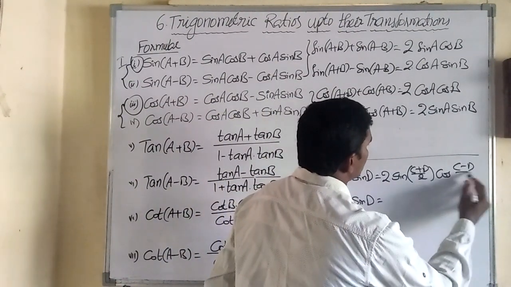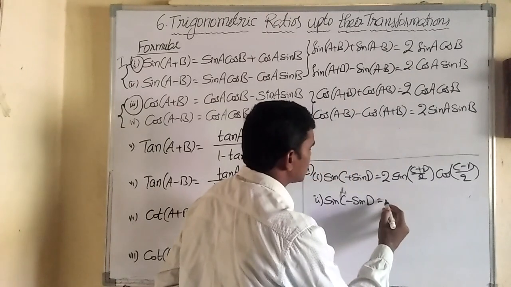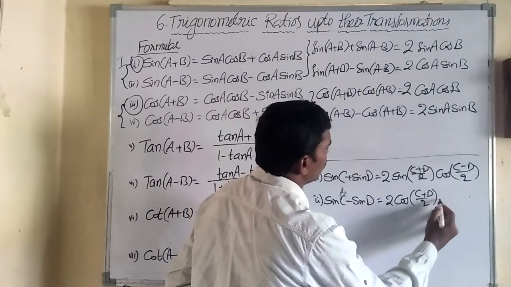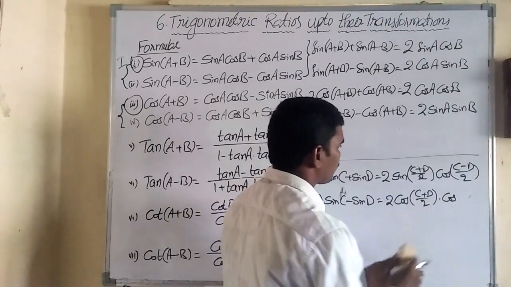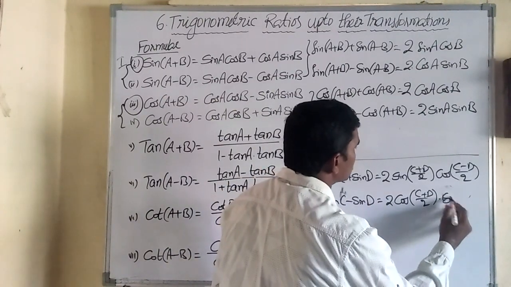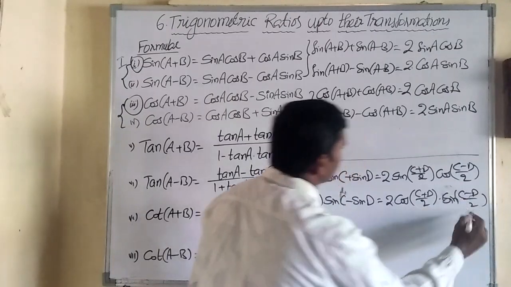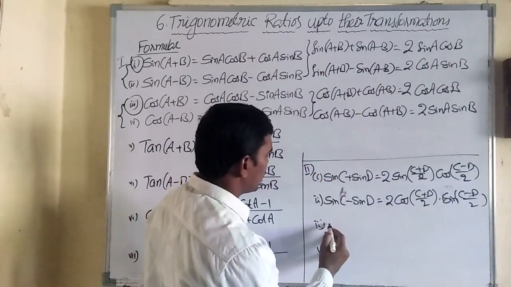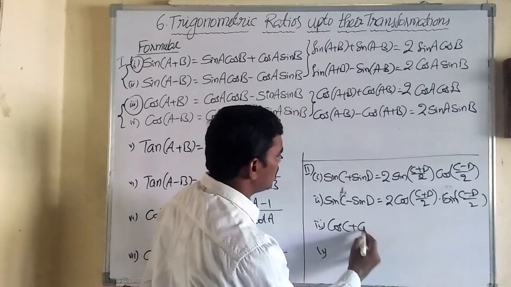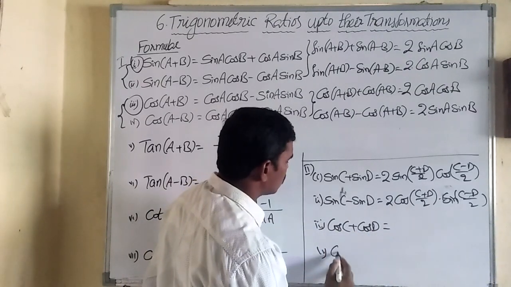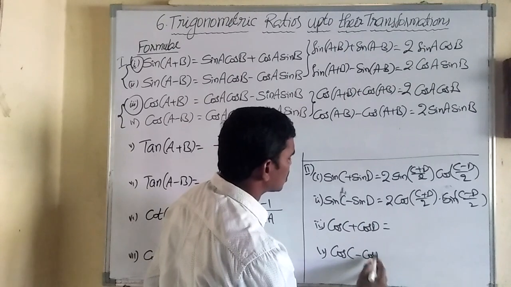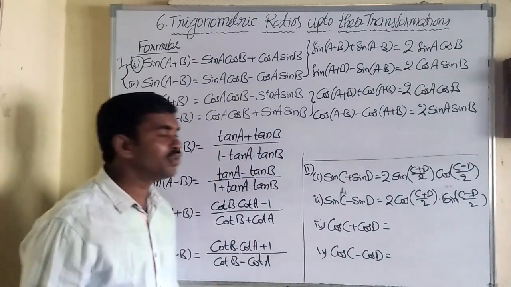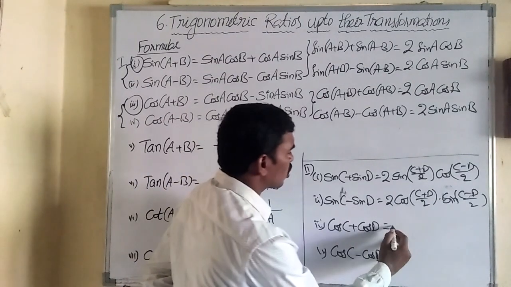Here also I'll tell you how to remember the formulas. And 2 cos c plus d by 2 into sin c minus d by 2. Now we just have 4 formulas here. After that we can enter into the problems. Cos c plus cos d formula, next cos c minus cos d formula. In the problems also I will tell you how to use these formulas and how to remember them.